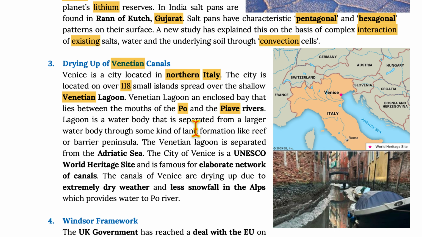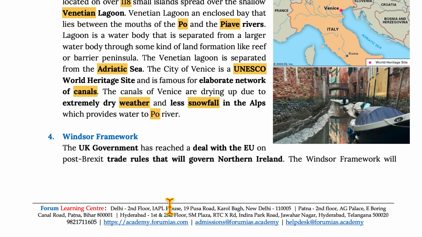A lagoon is a water body that is separated from a larger water body through some kind of land formation like a reef or barrier peninsula. The Venetian lagoon is separated from the Adriatic Sea. The city of Venice is a UNESCO World Heritage Site and is famous for its elaborate network of canals. The canals of Venice are drying up due to extreme dry weather and less snowfall in the Alps, which provides water to the Po River.